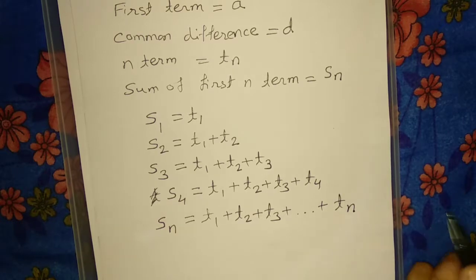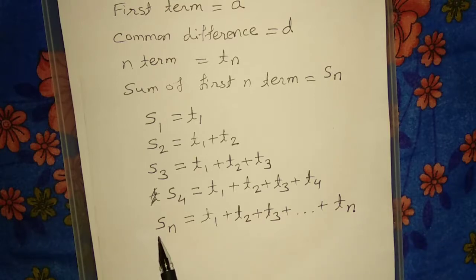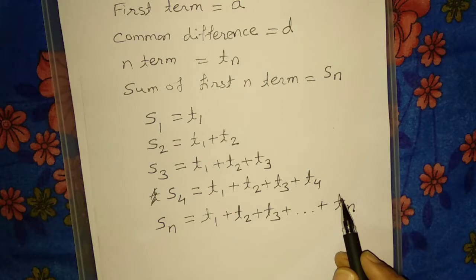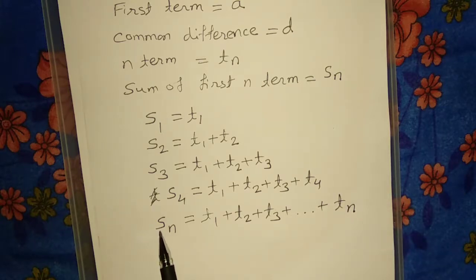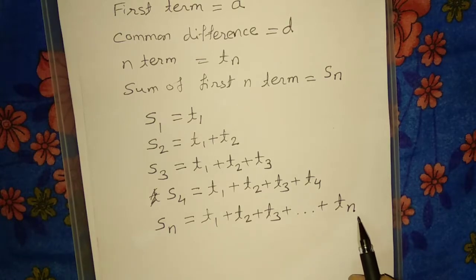Here, if we are taking sum of first 10 terms, then Tn is the 10th term. If we are taking sum of first 100 terms, then Tn will be T100. And if we are taking sum of first 15 terms, then Tn will be T15.